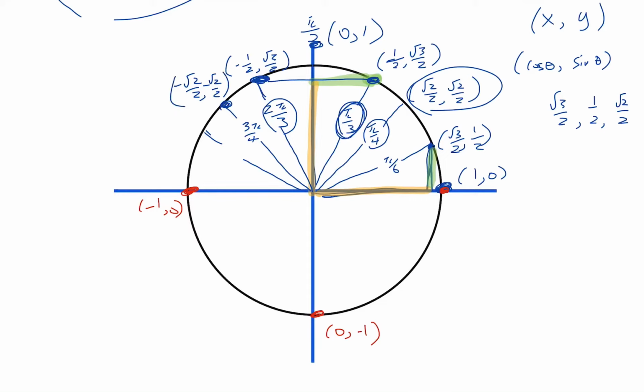Okay. So now again, similarly here, this angle right here will be from pi over 6. Now we have to multiply 5. Okay, so 5 pi over 6. So then we have negative square root 3 over 2, comma, half.